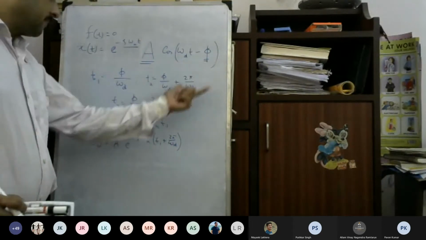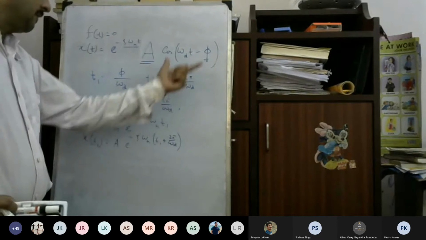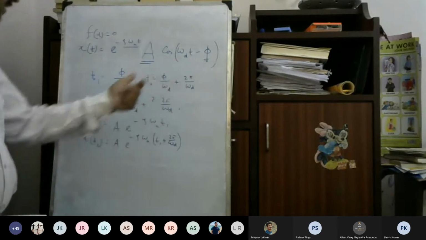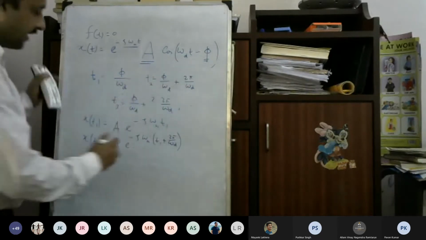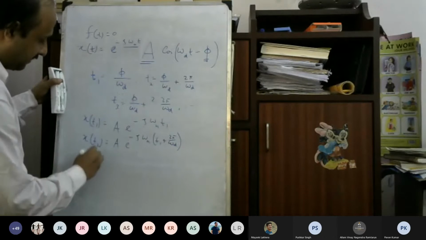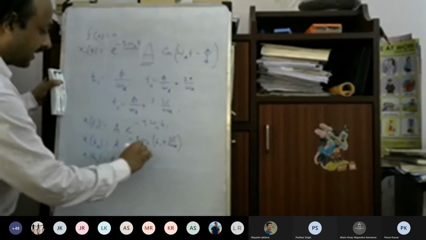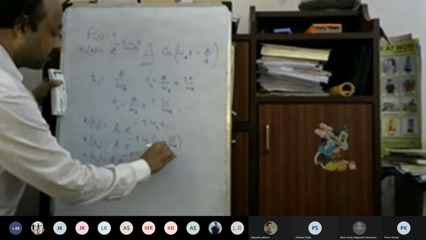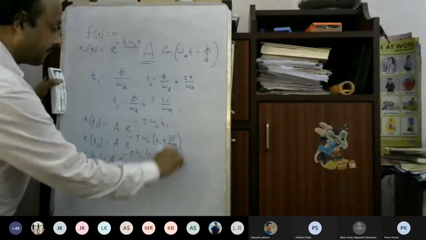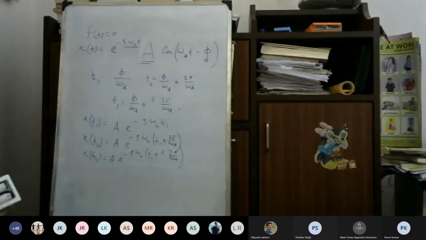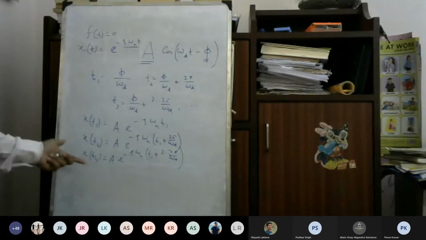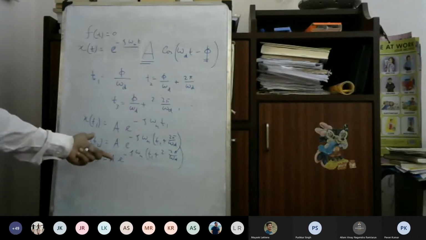Similarly, this will be 2 pi, this will be 4 pi, and so for time t equal to t2 and t3 and so on. So similarly x(t3) will be equal to A e to the power minus zeta omega n (t1 plus 2 into 2 pi by omega d), and so on. Right? Okay.